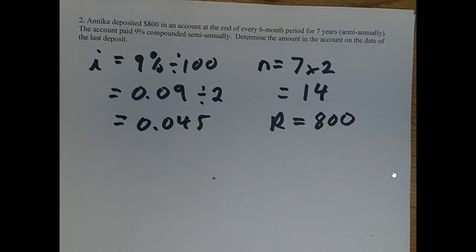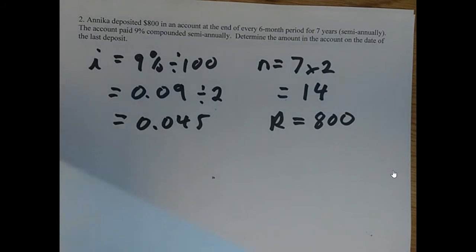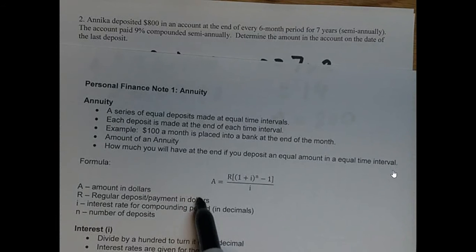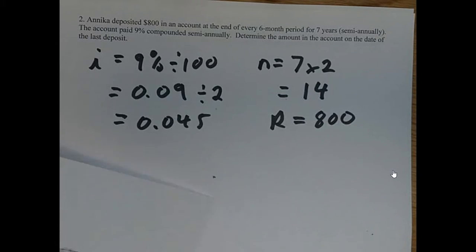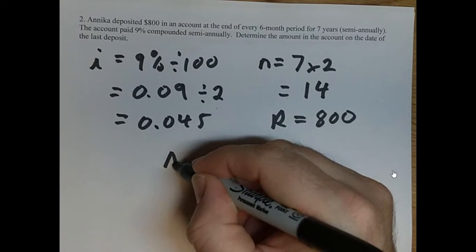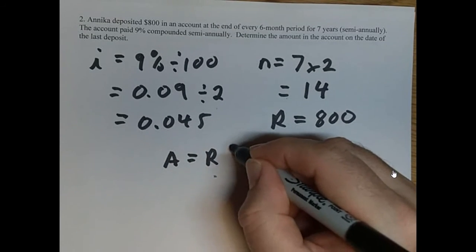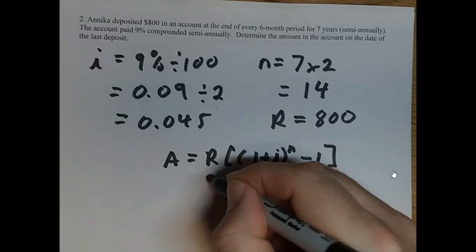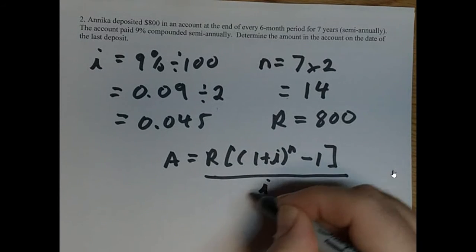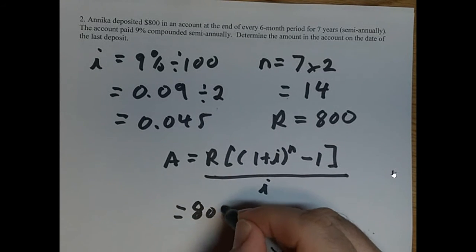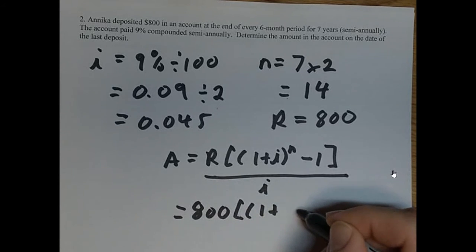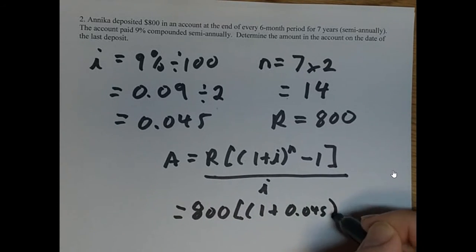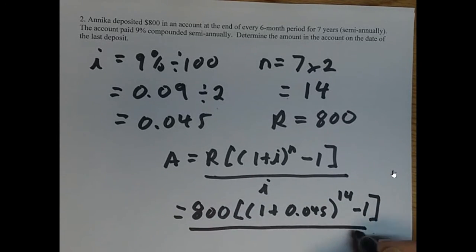Now we write the equation. So we go to our sheet where our equation is. So we get our equation from our sheet over here, this handout. So you need this note. And you get A equals R bracket 1 plus I to the n minus 1, close the bracket, all over I. Fill in the necessary information, 800, 1 plus 0.045 to the power of 14, minus 1, close the square bracket, all over I, 0.045.